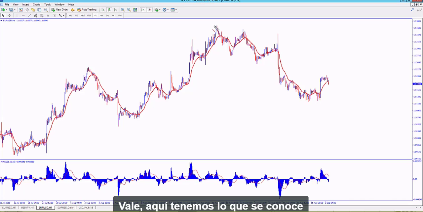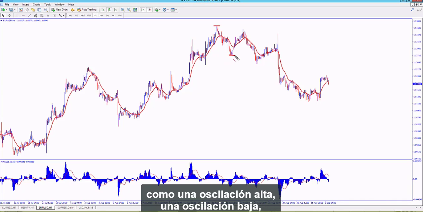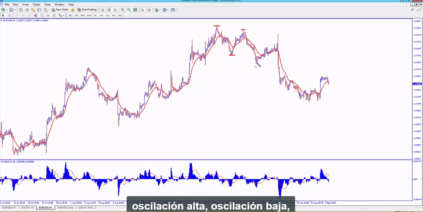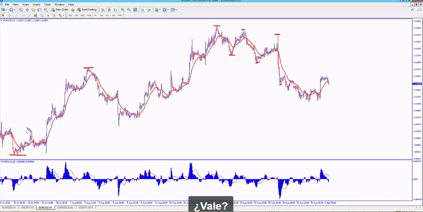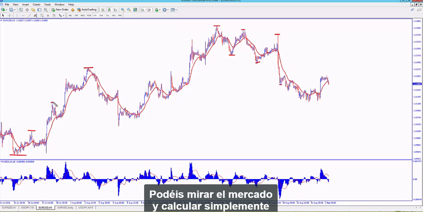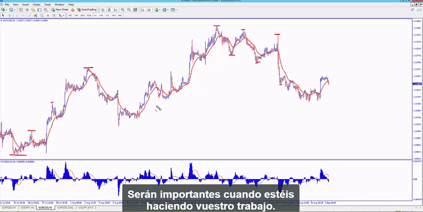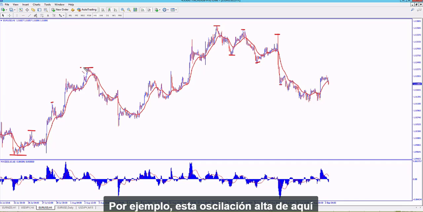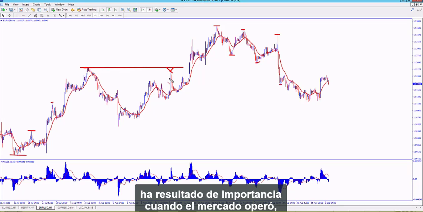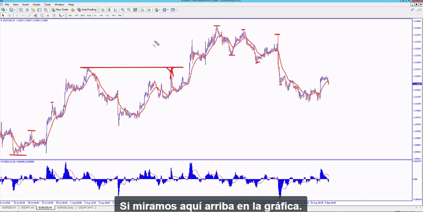Okay. Here is what they call a swing high, a swing low, swing high, swing low, swing high, swing low. Okay? This is a low, that's a high. So these are swings. You can look at the market and just determine little swing highs and swing lows. They do play a part later on when you're doing your work. For instance, right here, that swing high became important when the market traded, or what they call tested, up. It failed.